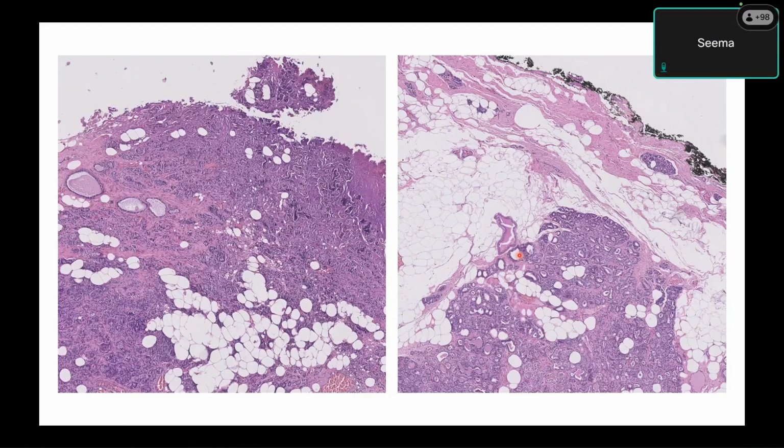Seema, do you want to? Yeah, ma'am. I want to tell the students that it is very essential to understand and look at the morphology of any lesion that is being given to you. In today's era, everyone is moving towards IHCs and molecular testing, but morphology is very, very essential, and that will only guide you what kind of lesion it is. Thank you, Seema. I think that's well summed up.